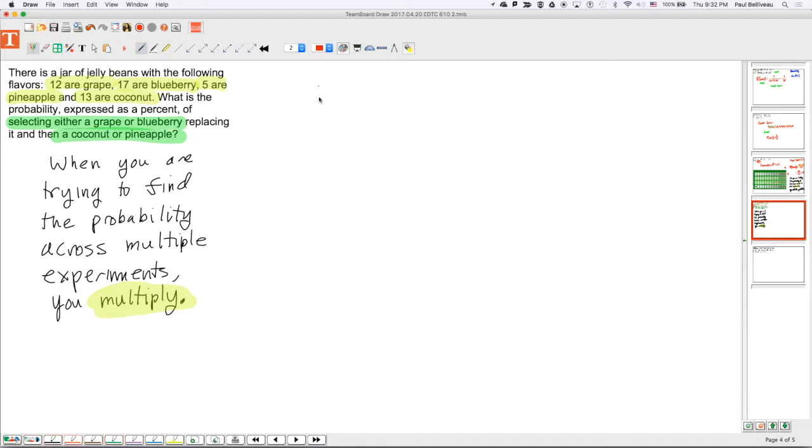First, the probability of selecting either a grape or a blueberry is the probability of selecting a grape plus the probability of selecting a blueberry divided by the total number of elements in our sample space. What are the total number of elements in our sample space? Well, that's the 12 grape we could pull out one of, or the 17 blueberry, or the 5 pineapple, or the 13 coconut.